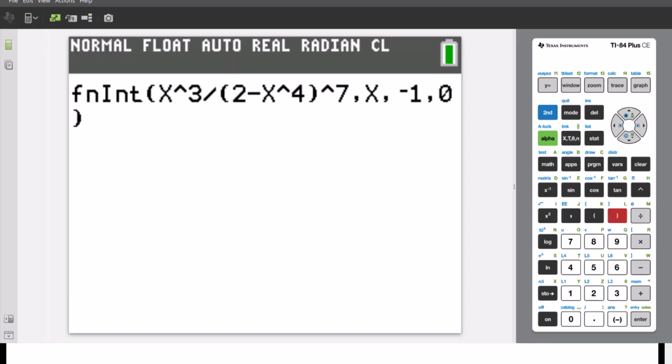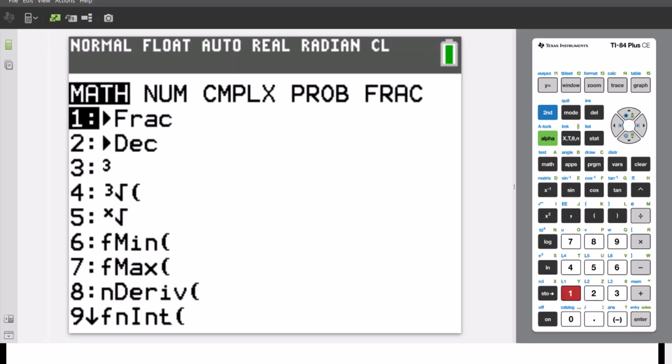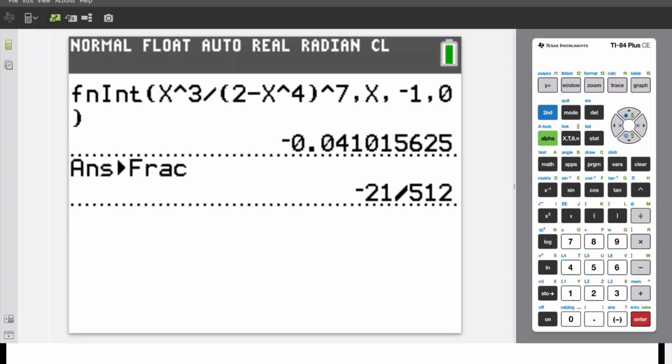So this is what was given to me at the start of the problem. I'm going to click enter, and it's giving me some decimal. Let's see if the calculator can turn it into a fraction for us. And there we have it, negative 21 over 512.